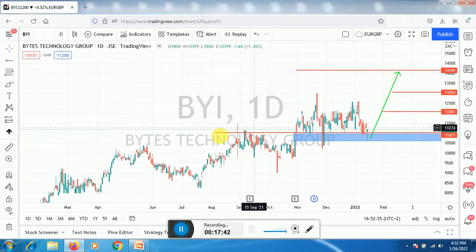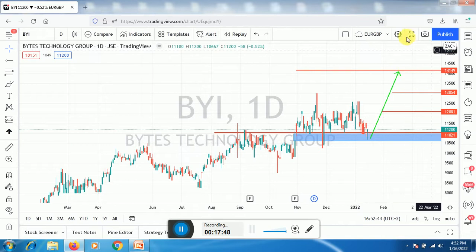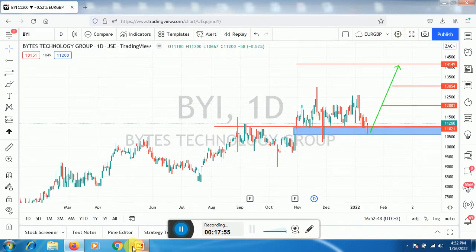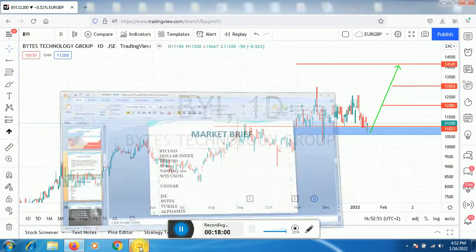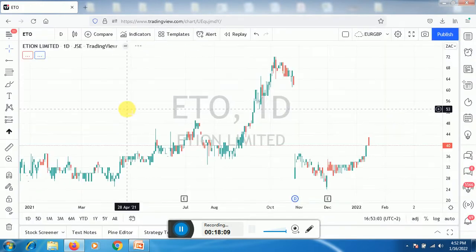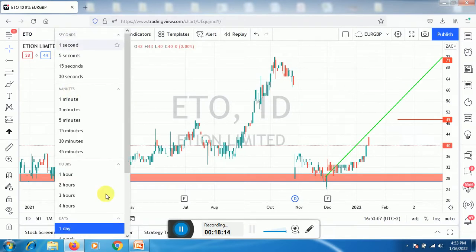So if BYTES holds this level here, the 11 rand 02 level, price might actually move higher, even as high as 14 rand 14. So BYTES is one of those companies that liquidity might fall onto. Even this one, I'll speak to this one, ETHUSD Capital, ETION Limited, sorry. Even this one looks really attractive for a penny stock.